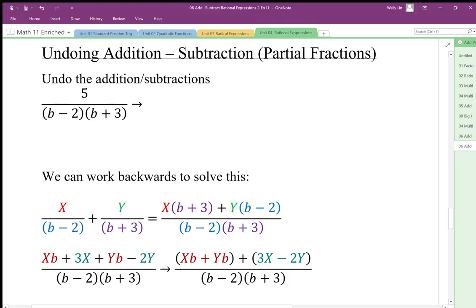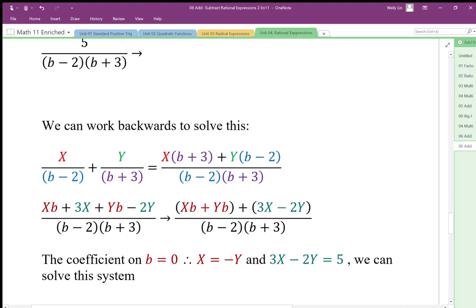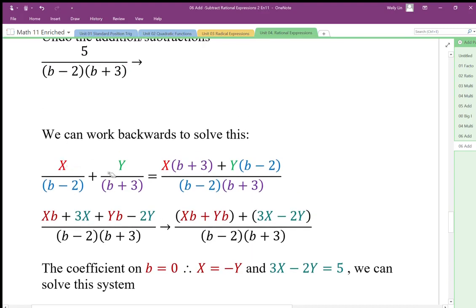Well, we set it up in this way. We know we start with some fraction with denominator b minus 2 and another fraction that had a denominator b plus 3. We don't know what the numerator is, but we know that we had to have some number in there. And when we got a common denominator, we would have had to multiply the top and bottom by b plus 3. So we ended up with x times b plus 3. And we'd have to multiply top and bottom here by the other factor, b minus 2. So we would end up with y times b minus 2.